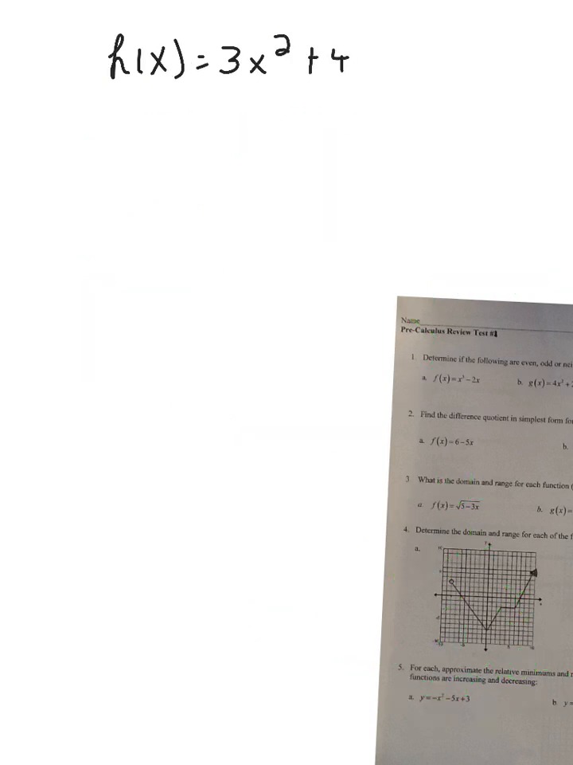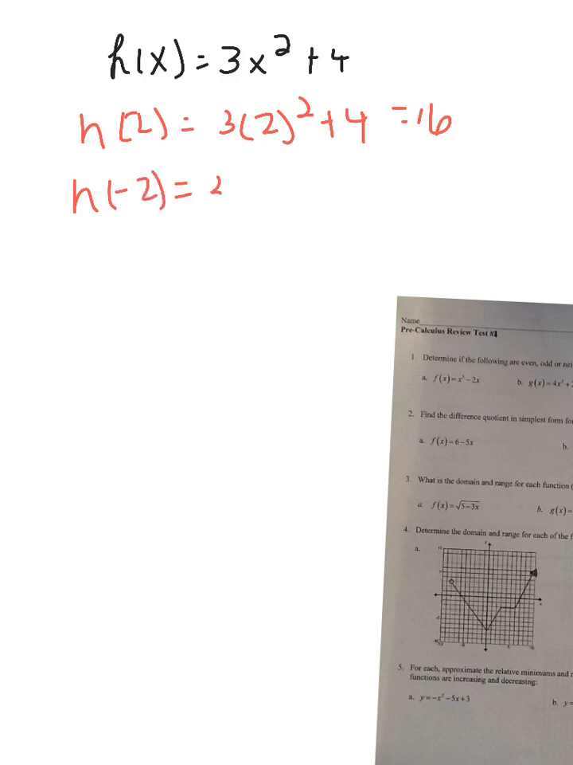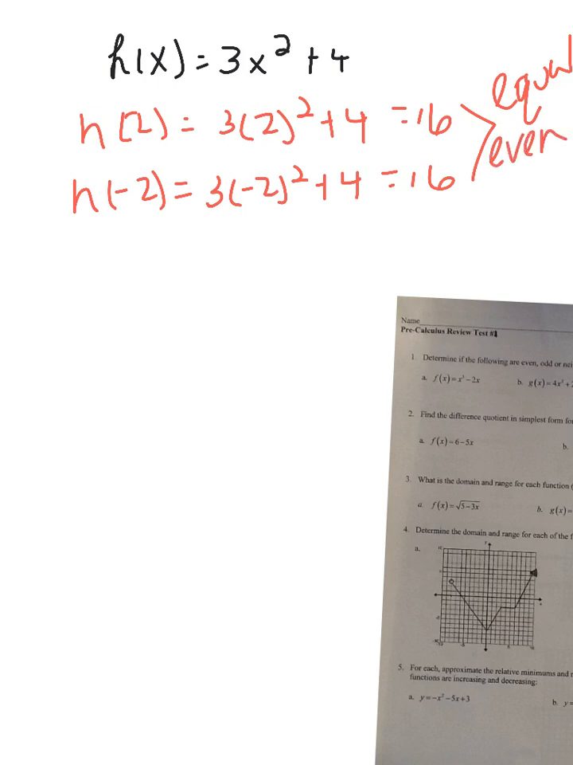All right, C is h of x equals 3x squared plus 4. And I'm going to start off with h of 2. So that's 3 times 2 squared plus 4. So this comes out to be 16. H of negative 2, it'd be 3 times negative 2 squared plus 4. That also comes out to be 16. So these are equal. Therefore, it's even.